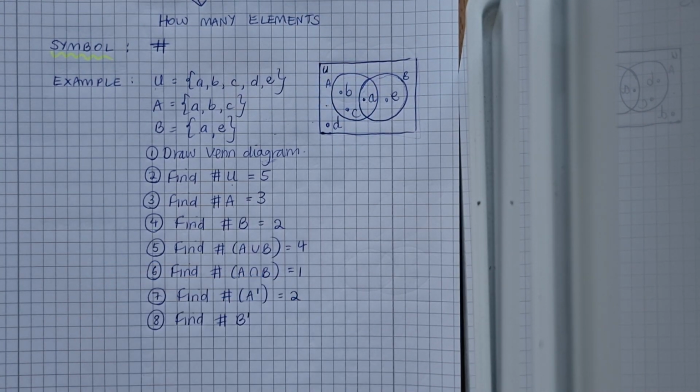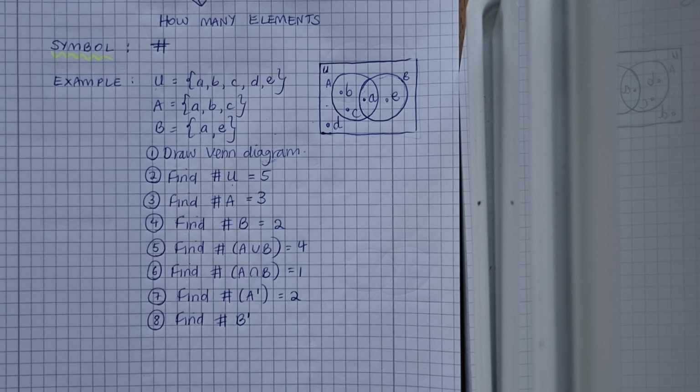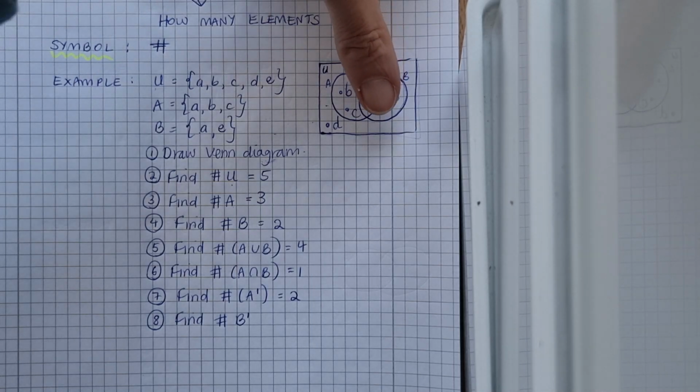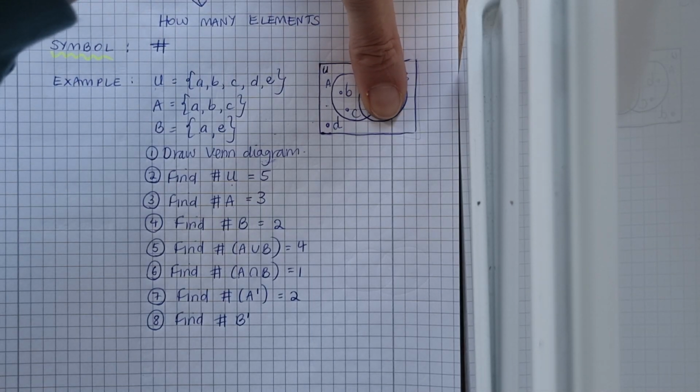Take a second yourselves to see, can you figure out what the cardinal number of B complement is? Okay, so B complement, I want to cover over B. How many elements can I still see? I've got 3.